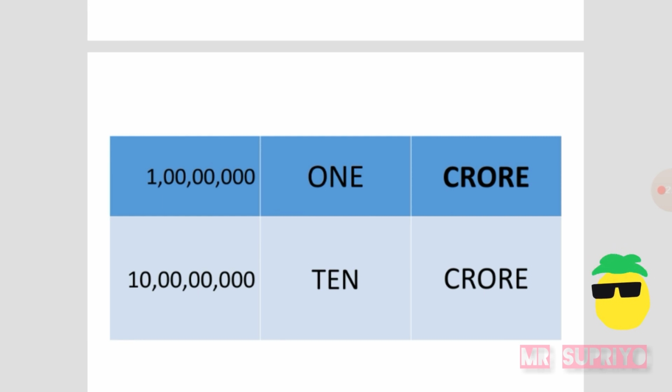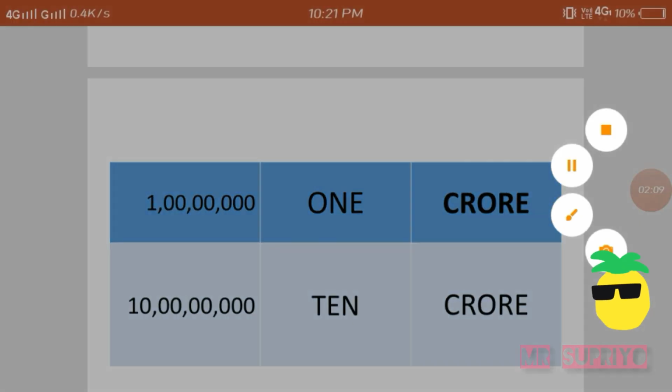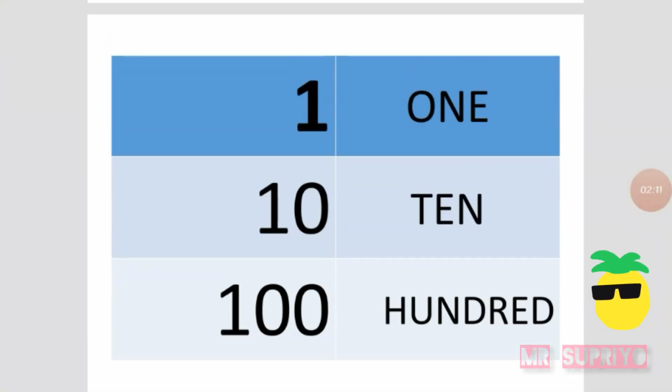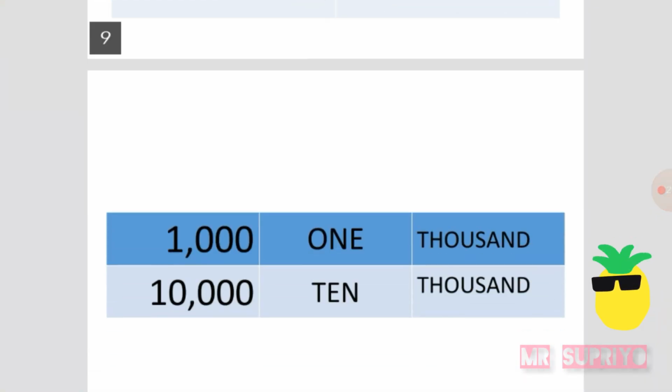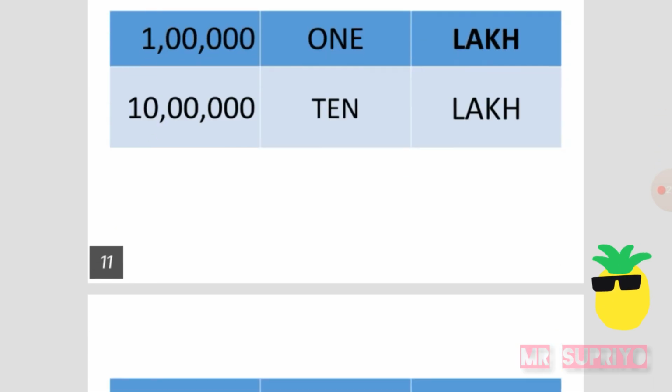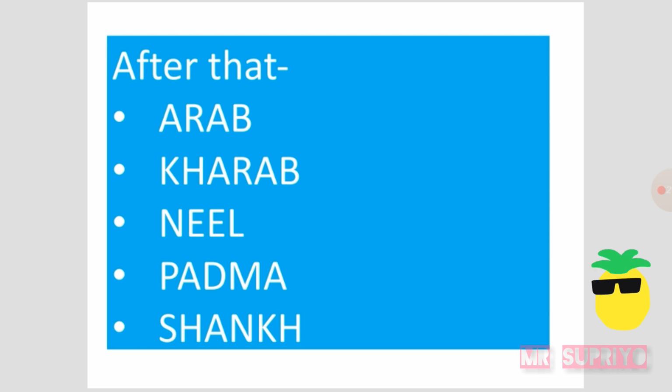To remember right side, we just need to remember first 3 are blank, and after that 1000, lakh, crore, and after that Arab, Kharab, Neel, Padma, Shankh. That's all.